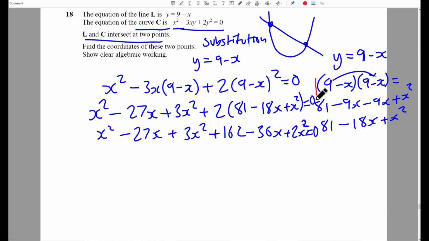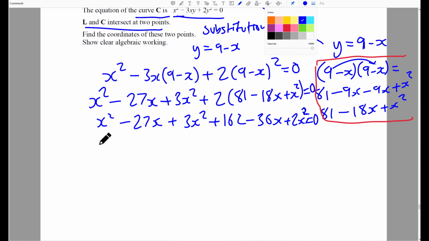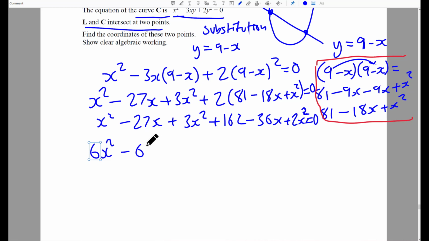I'm just going to use a red pen here to block out that working out. Okay, so now let's simplify that. That's going to give us 6x squared: x squared, add 3x squared, add 2x squared, minus 27 minus 36. Use a calculator if you're unsure of your negative numbers. That's minus 63x plus 162 equals 0.